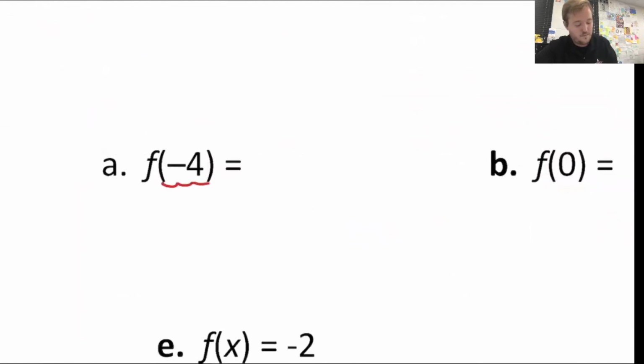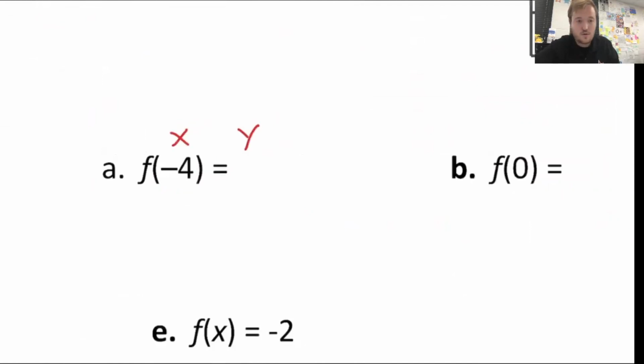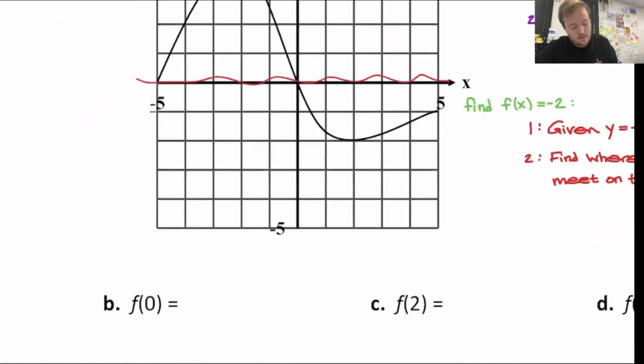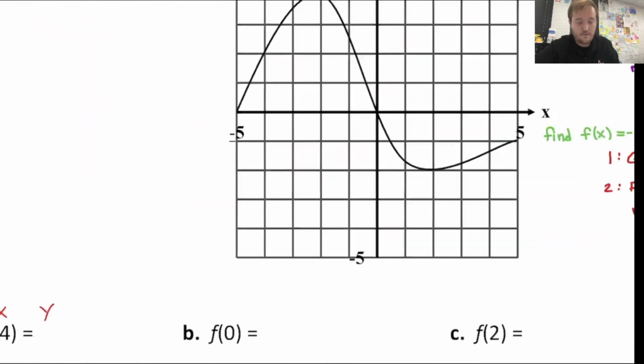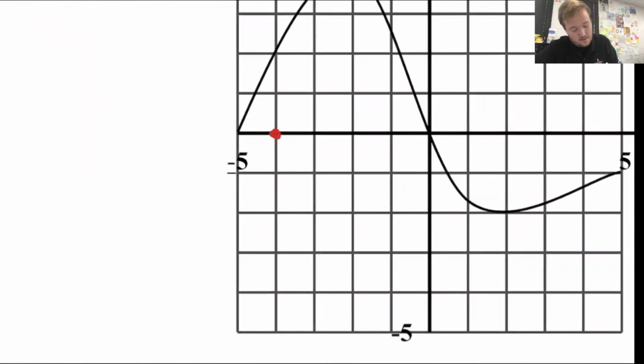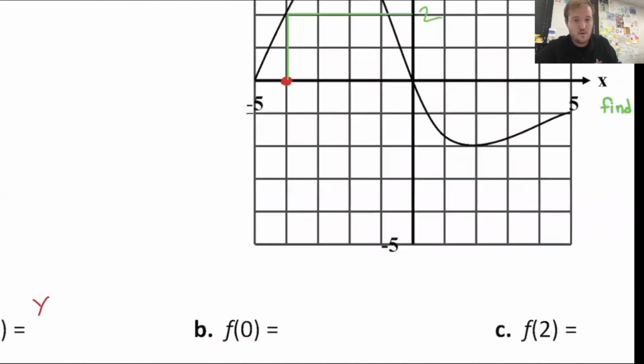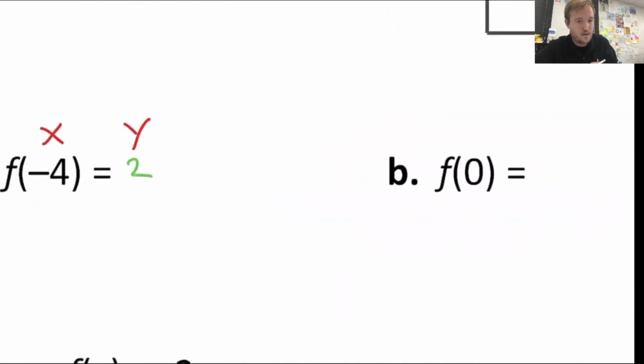So if I want to find f of -4, I'm given an x value and I want to find a y value. Because I'm given an x, I'm going to start on the x-axis. So I'm going to go to -4 on the x-axis, and I'm going to find where the function crosses -4. At -4, it crosses right there. So that corresponding y value is 2.